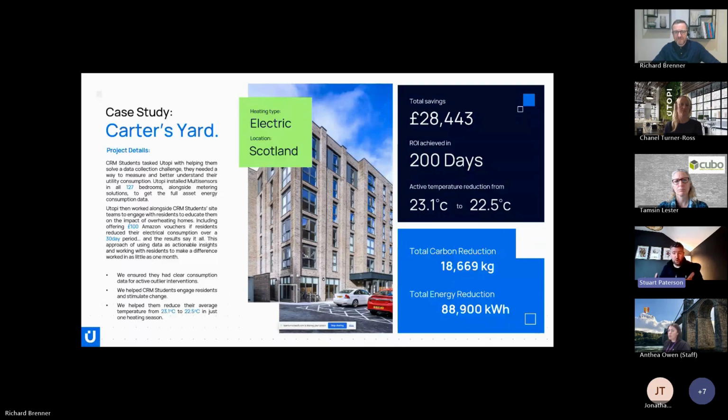We measured that over the whole 200-day heating season, and the impact was an energy reduction of 89,000 kilowatt hours, which for most people, you go, oh, that seems like a big number, but that equates to nearly £28,500 worth of energy saving, and 19,000 kilograms of carbon reduced.